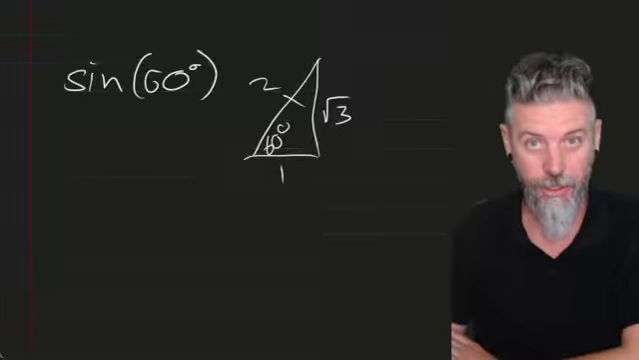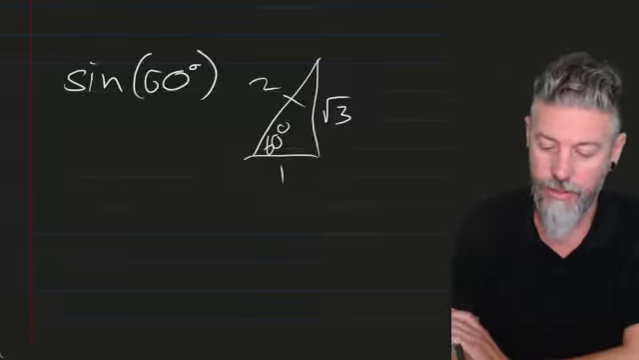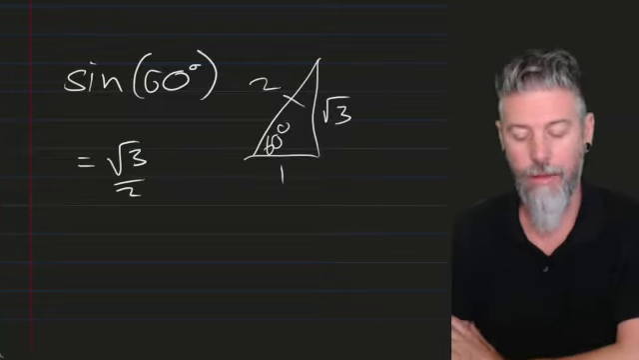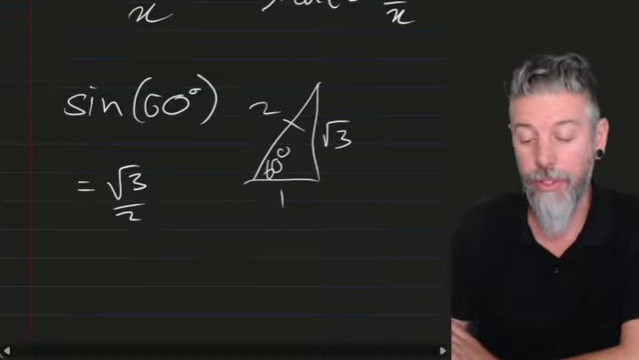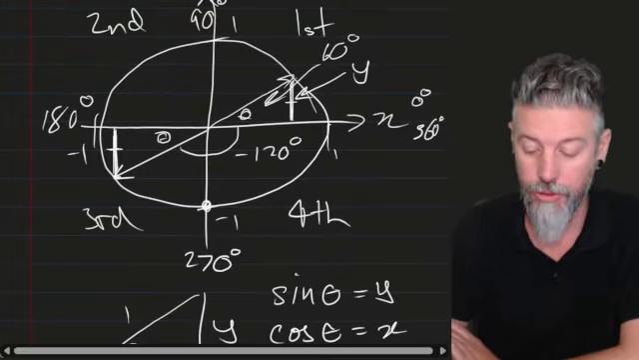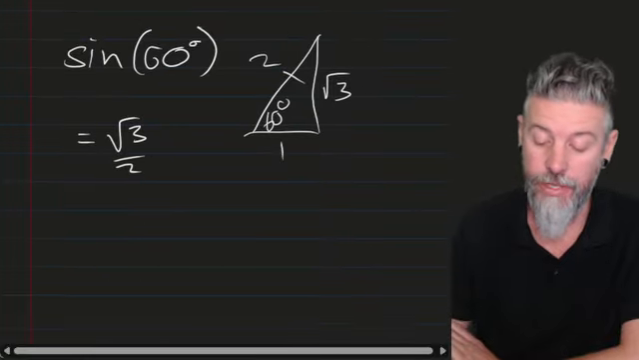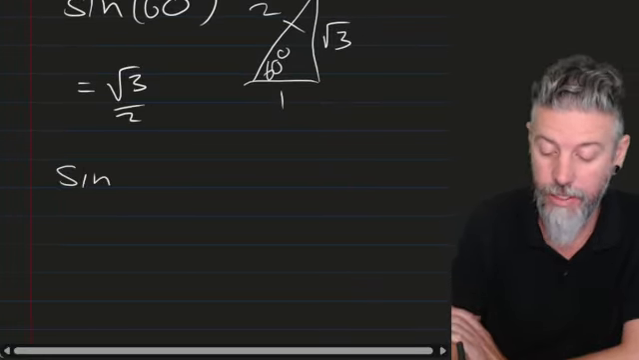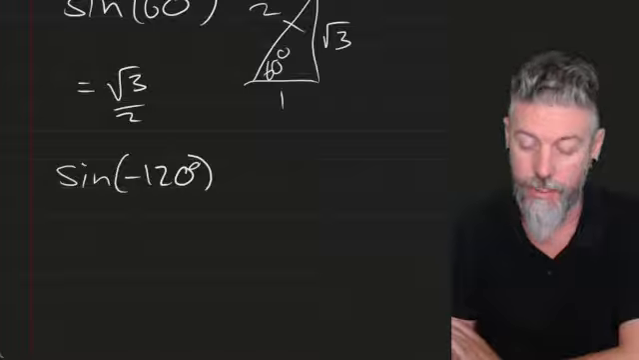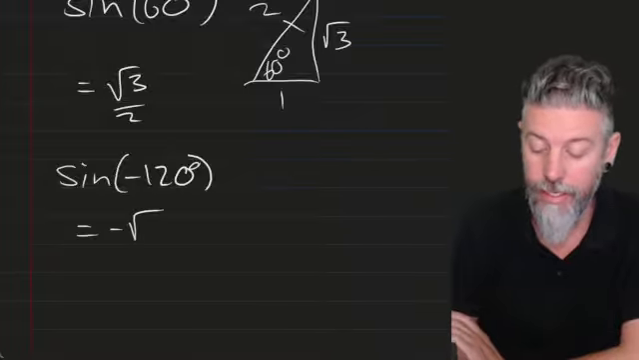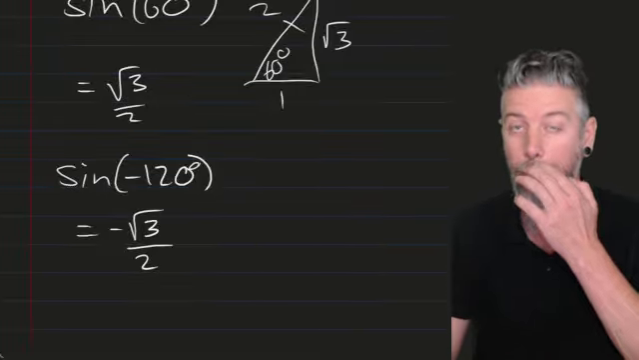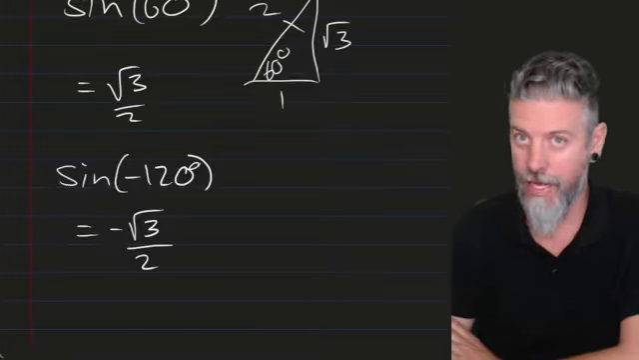Now, sine is opposite over hypotenuse. So for this, sine 60 is equal to root 3 over 2. So that gives us that part, that primary angle part. But we need to come back here and go, hang on a second. The y value in this third quadrant is negative. So therefore, the sine of negative 120 is the same as sine of 60 degrees, except it's negative, and we get negative root 3 on 2. And that's how you get an exact value of an angle of any magnitude.